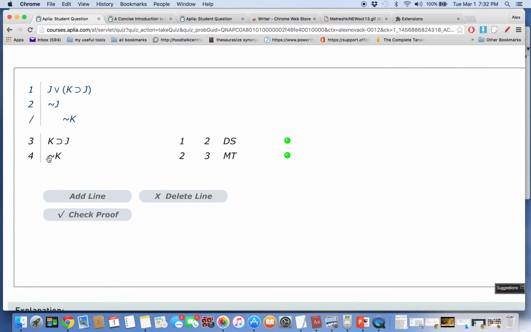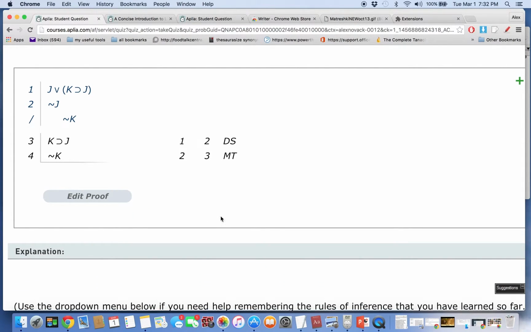So now we have exactly, on line number 4, we have exactly the conclusion, tilde K. That means we have accomplished proving that tilde K follows from those premises. And if I hit check proof, I get my points here, +2. Okay.